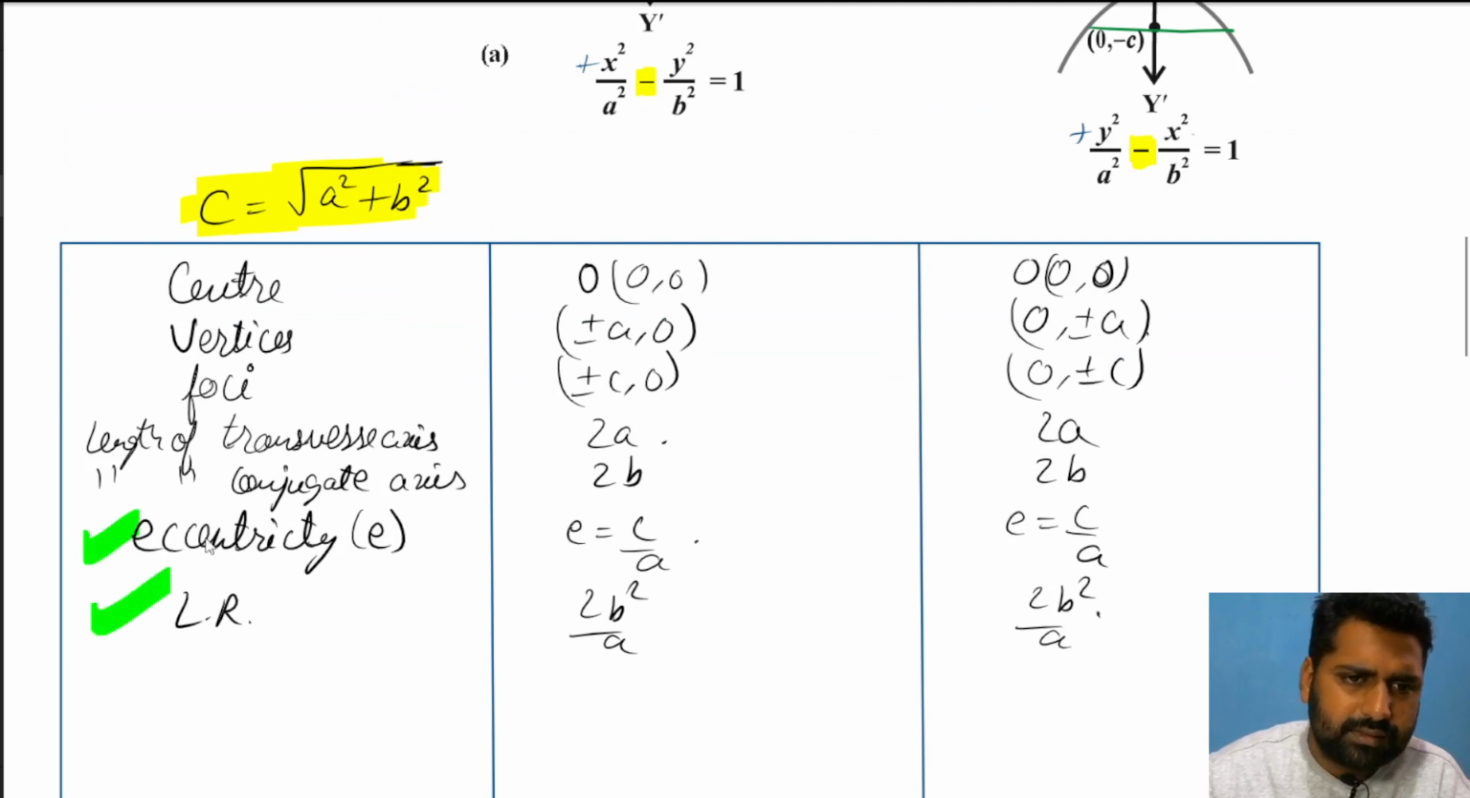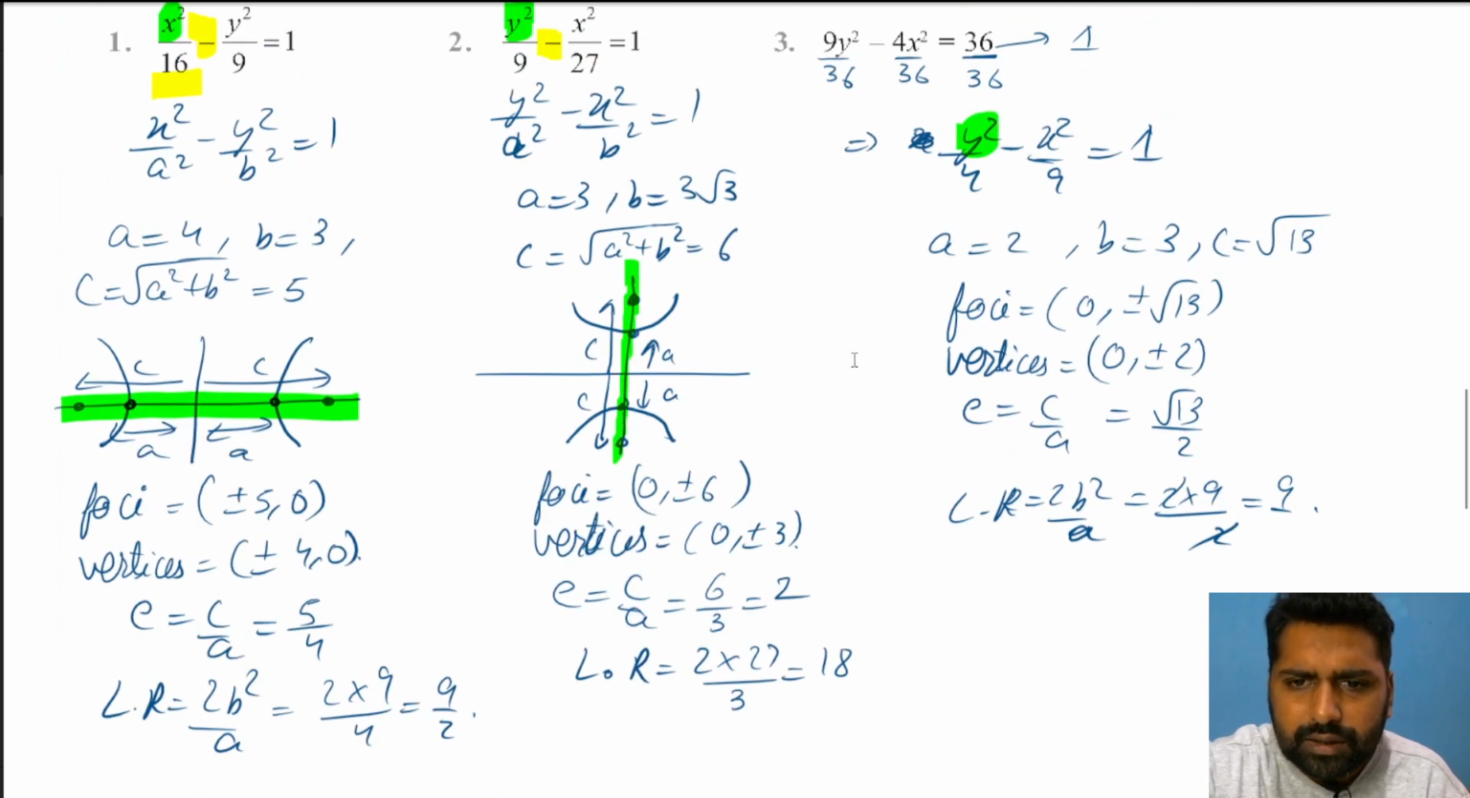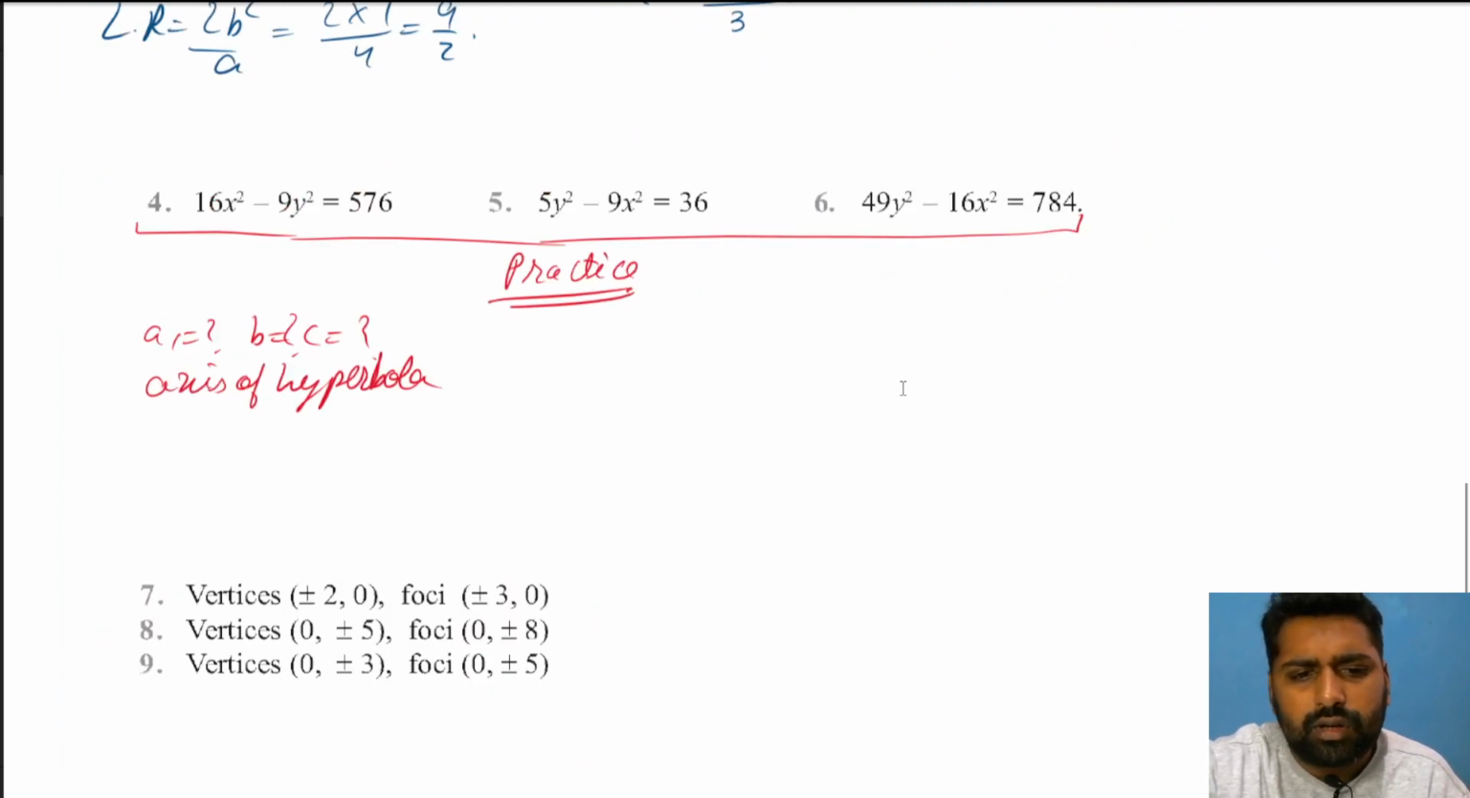Just remember these formulas. For vertices, I'll recommend that you do it from an analysis point of view rather than learning. Like for x square by a square, it is plus minus a, and for y square by a square, it is 0 comma plus minus a. Don't try to learn it like that. Draw it to analyze and then solve accordingly.